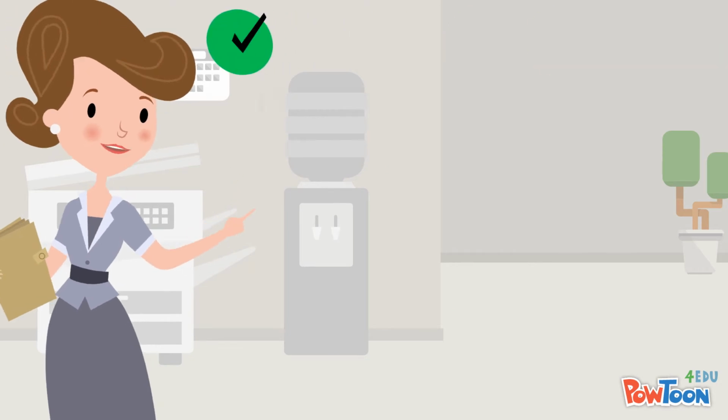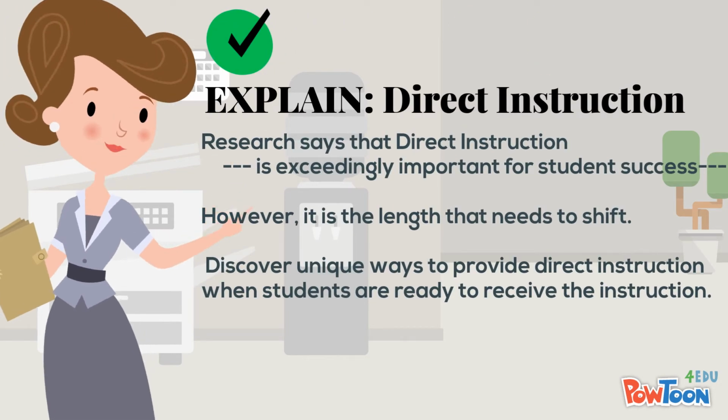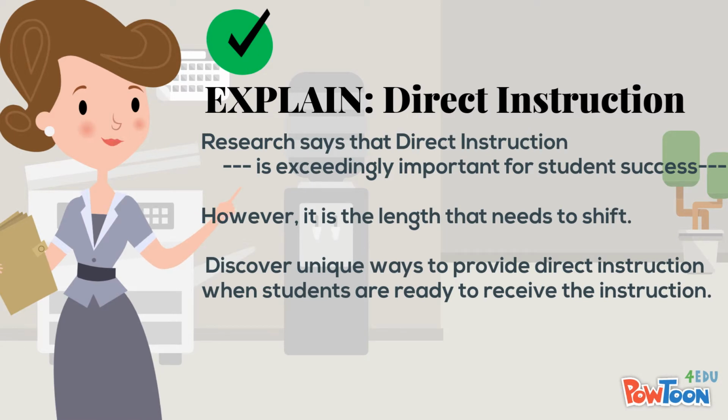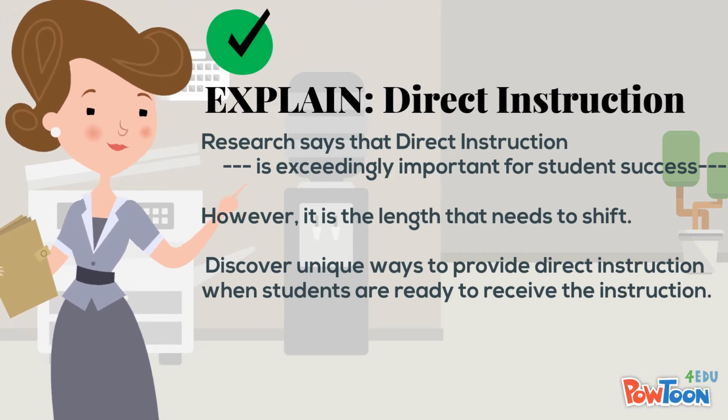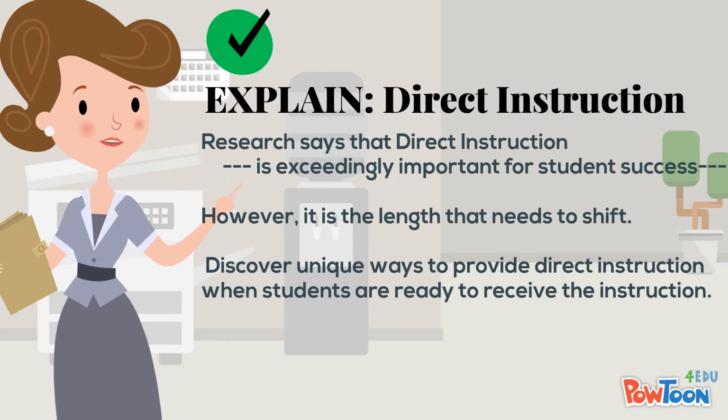The Explain section of your lesson is where direct instruction occurs. Research says that direct instruction is exceedingly important for student success. However, it is the length that needs to shift. Discover unique ways to provide direct instruction when students are ready to receive the instruction.